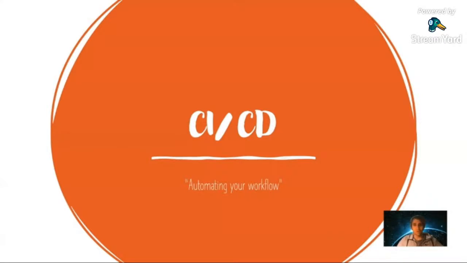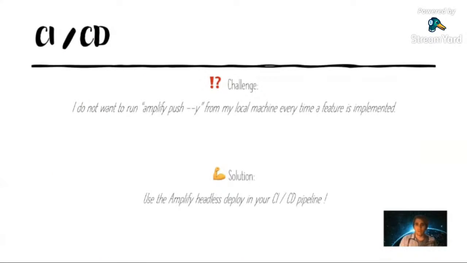So what's the challenge here? We don't want to run Amplify push from our local machines all the time. No, we want to deploy Amplify changes in our CI/CD pipeline. And we call it a headless deploy. Because if you run Amplify push on your own machine, it will look for the configuration on your machine. It will ask you a couple of questions. No, we don't want that in our automated workflow. So that's why it's called a headless deploy.